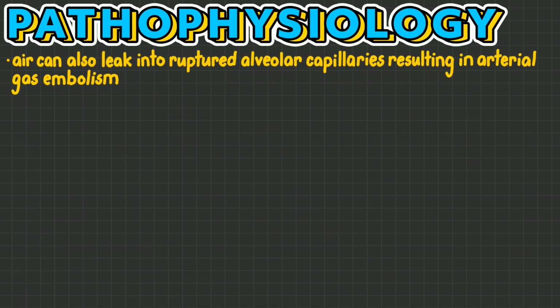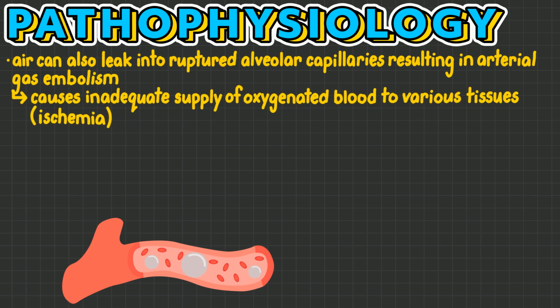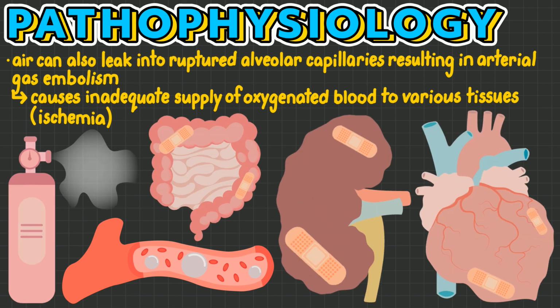Additionally, air can leak into ruptured alveolar capillaries, resulting in an arterial gas embolism. An arterial gas embolism is another dangerous complication, as it can result in an inadequate supply of oxygenated blood to various tissues, also known as ischemia. If you want to learn more about arterial gas emboli, then click the link on screen or in the description down below.